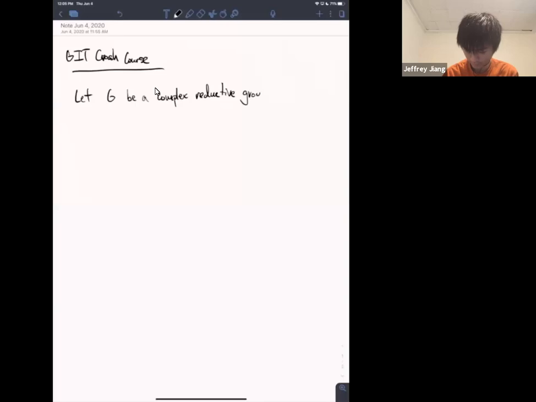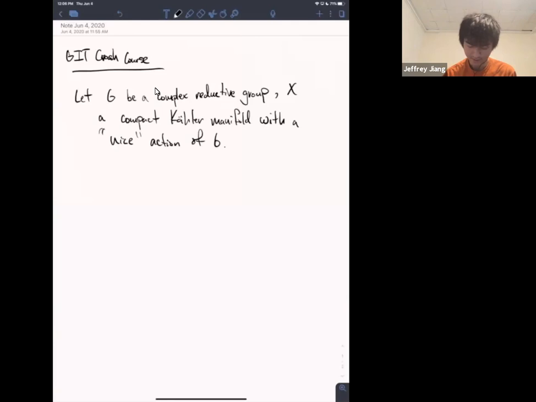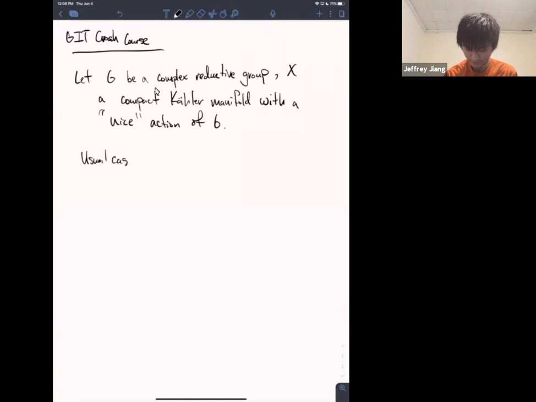So for all intents and purposes, it's just a group that's the complexification of some compact Lie group. X, a compact Kähler manifold, with what I'm going to call just a nice action of G. And I won't really elaborate on what that means, but in the usual case, X is a smooth projective variety.